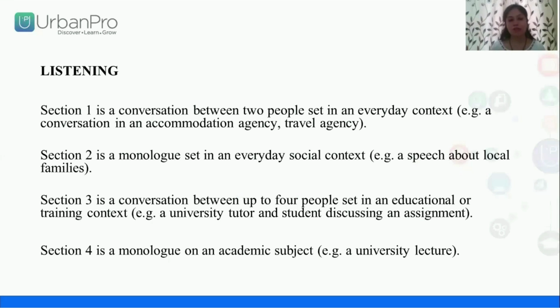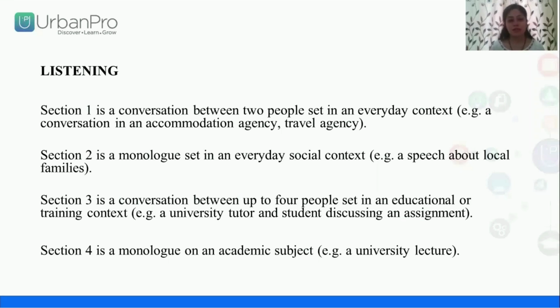So now section 3 is about 2 to 4 people set in an educational or training context. For example, a university tutor discussing some assignment, or in colleges, some trainer giving a specific topic to students. So that's section 3.